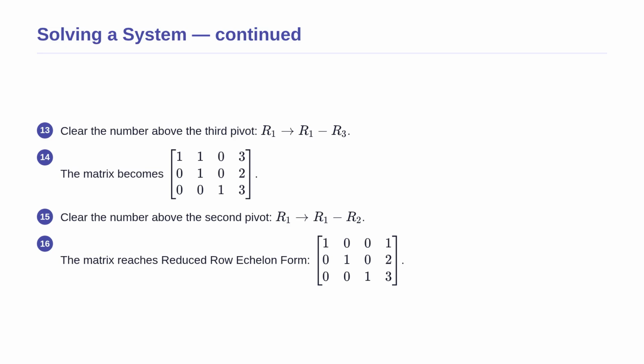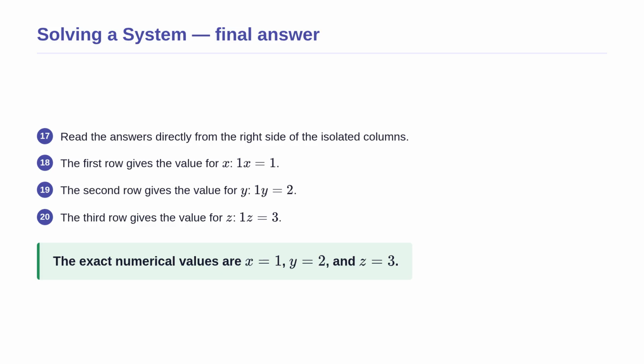Every pivot is now exactly 1. We have reached the simplest possible state. This is our final reduced row echelon form, and the answers are staring right at us. Because we kept the columns organized by variable, we can read the answers directly from the right side.